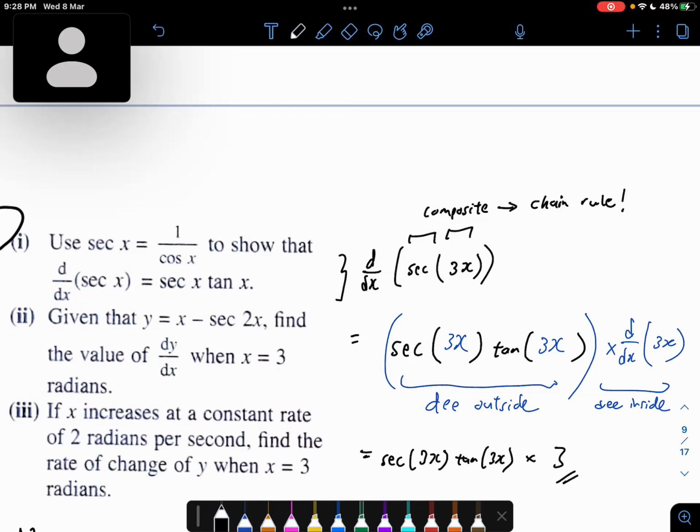Okay. What happens if I upgrade this into 3x squared? Still the same thing. Whatever is inside, you remain. But now this changes into 3x squared. Can you see the pattern? Times 3x squared. Basically, whatever is inside, put it inside there.